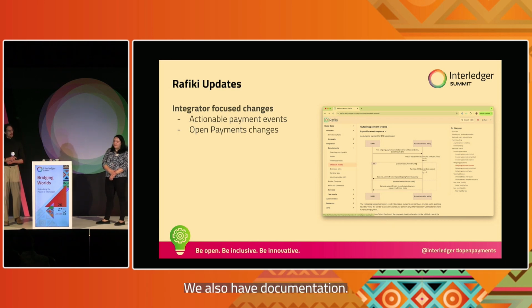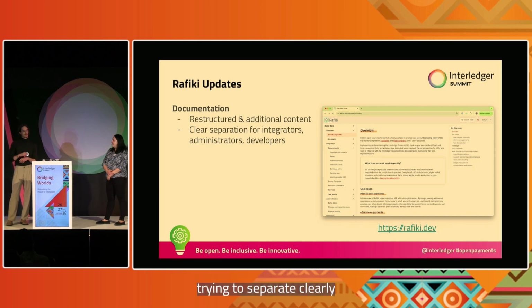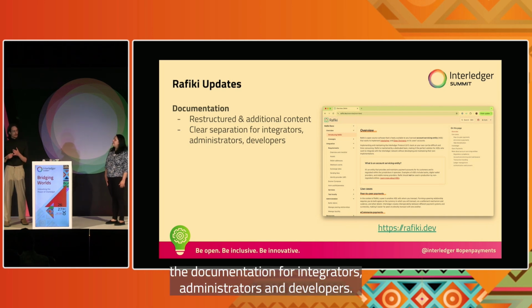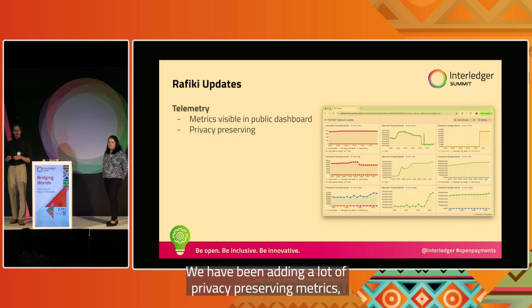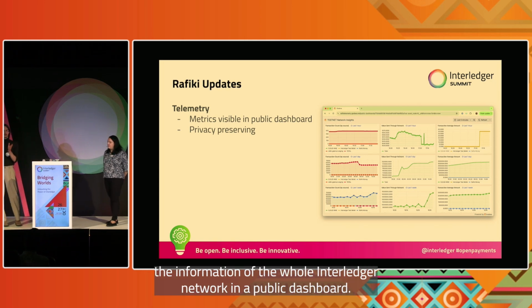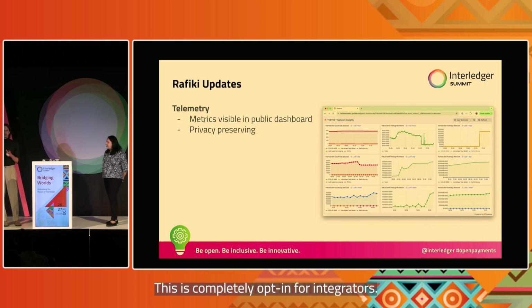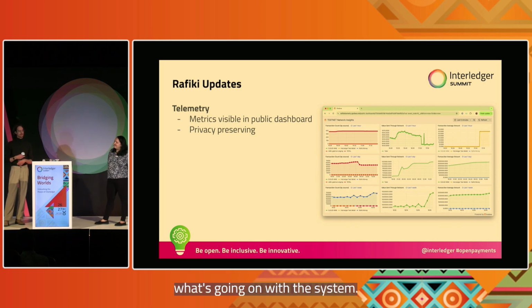We also have documentation. Like Alex said, we have a lot of restructured and additional content, trying to clearly separate the documentation for integrators, administrators, and developers. We have been adding a lot of privacy-preserving telemetry metrics in Rafiki, such that we can see the information of the whole Interledger network in a public dashboard. This is completely opt-in for integrators. This is something we provide just to see what's going on with the system.